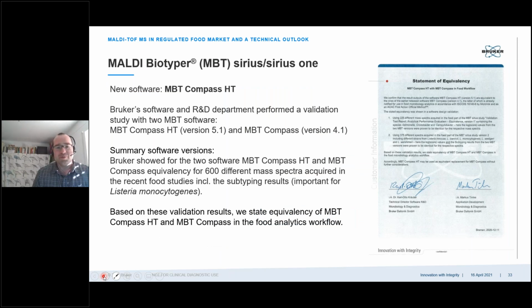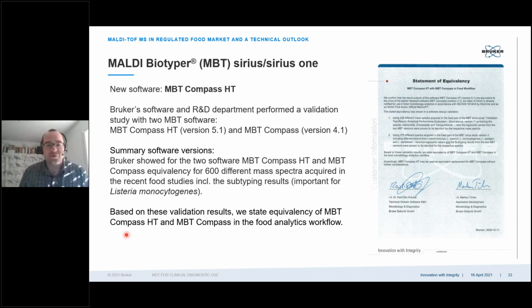The software must keep pace with the hardware. So I want to tell you a little about the new software called MBT Compass HT. HT means high throughput, and it has a new modern graphical user interface, and the calculation of the identification results is much faster. The aim is to have the identification run available a few seconds after the mass spectra acquisition is done.